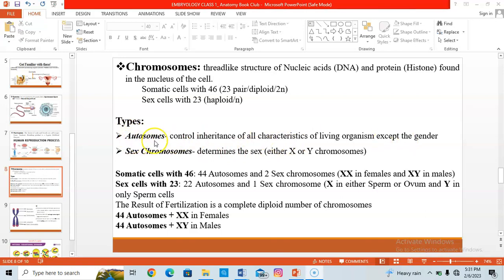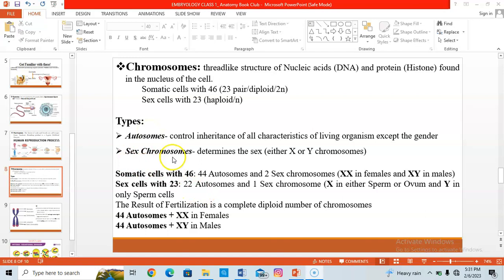So these chromosomes in the nucleus, in the somatic cells, all the cells in every part of your body, have these autosomes, and they control all characteristics except the gender. The sex chromosomes are still found in all the cells, but they determine, depending on who you are, whether you're a female or a male. If you're a male, you have XY. If you're a female, you have XX. And the autosomes are usually 44 in number. So there are 2 sex chromosomes and 44 autosomes, alright?